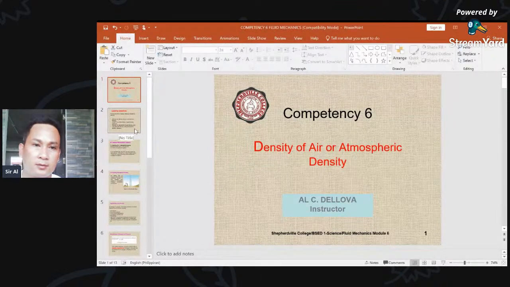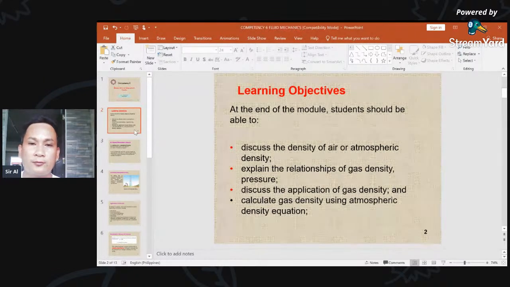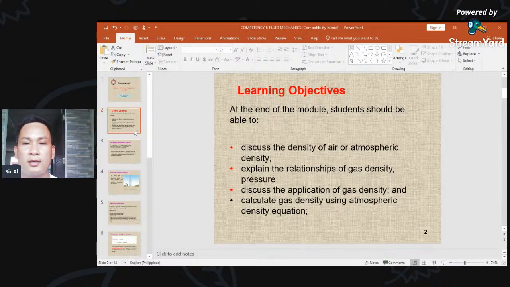So the learning objectives for this topic are as follows: discuss the density of air or atmospheric density, explain the relationships of gas density and pressure, discuss the application of gas density, and calculate gas density using the atmospheric density equation.